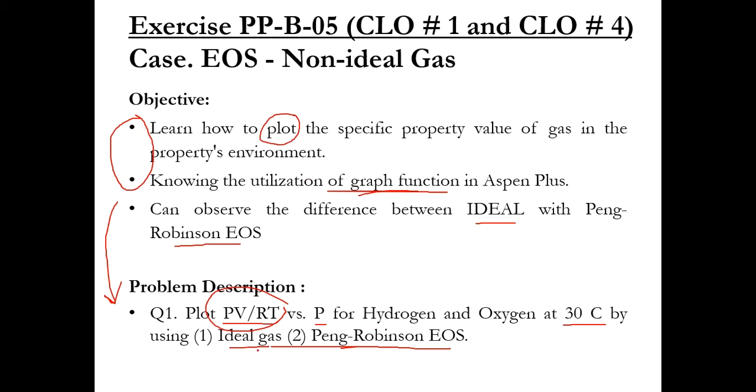The ideal condition will be interpreted by the ideal gas or the ideal property method, while the non-ideal behavior will be depicted by the Peng-Robinson equation of state. And then you will know how to utilize the graph function in Aspen Plus.